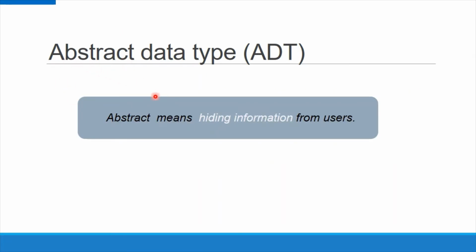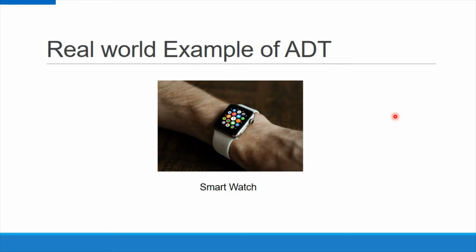Abstract means hiding information from the user, which means here we are hiding the implementation details from the user. Now we'll see a real world example of ADT. So we all know this is a smartwatch. So with the help of smartwatch, we are going to understand what is ADT.